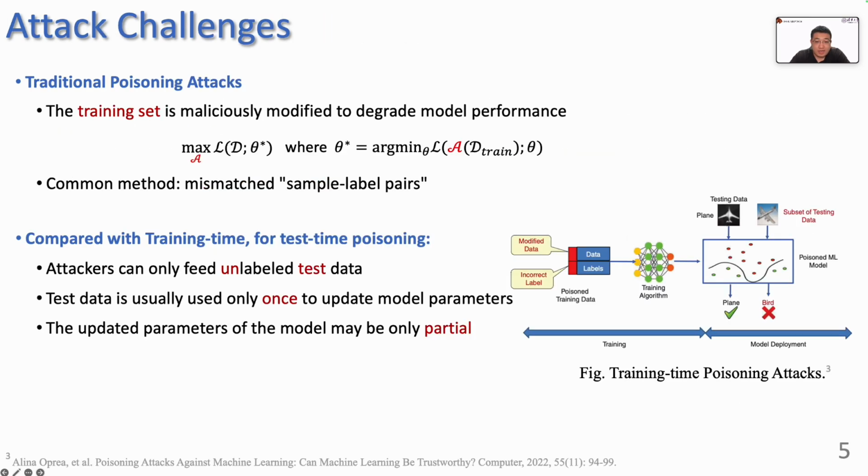We highlight that test-time poisoning attacks are not trivial compared with training-time poisoning attacks. For instance, for training-time poisoning attacks, attackers usually use mismatched sample-label pairs to force the model to learn wrong knowledge. However, for test-time poisoning attacks, attackers can only feed unlabeled test data, and test data is usually used only once to update model parameters. Furthermore, the updated parameters of the model may be only partial. The mentioned features pose difficult challenges for our poisoning attacks.